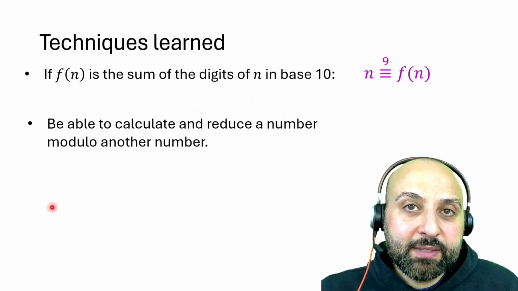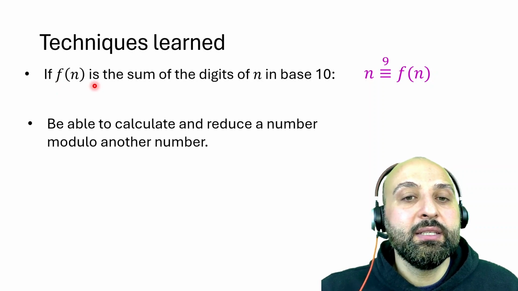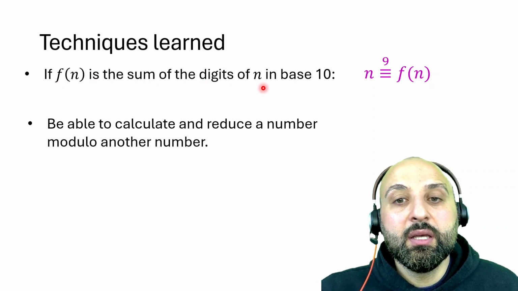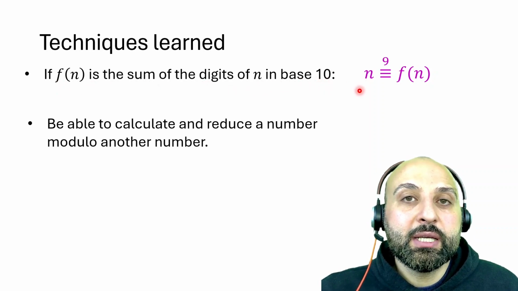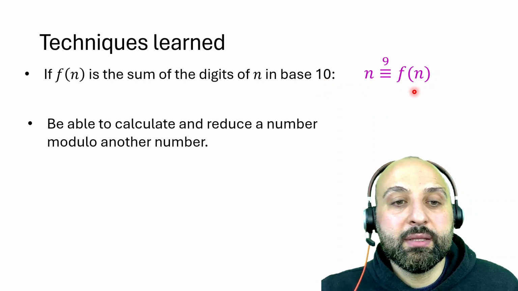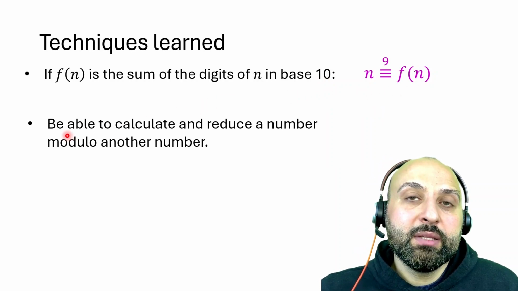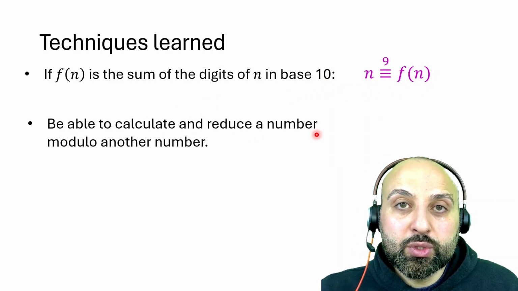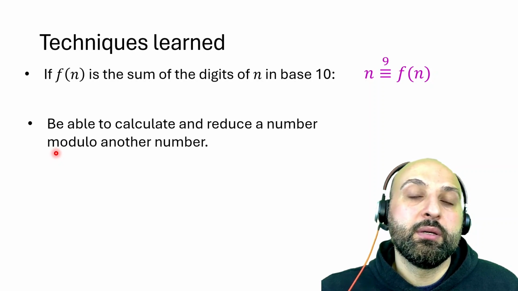Let's look at the technique that we have learned. If fn is the sum of the digits of n in base 10, then we know that n modulo 9 is equal to fn. Also, another important thing is to be able to calculate and reduce a number modulo another number.